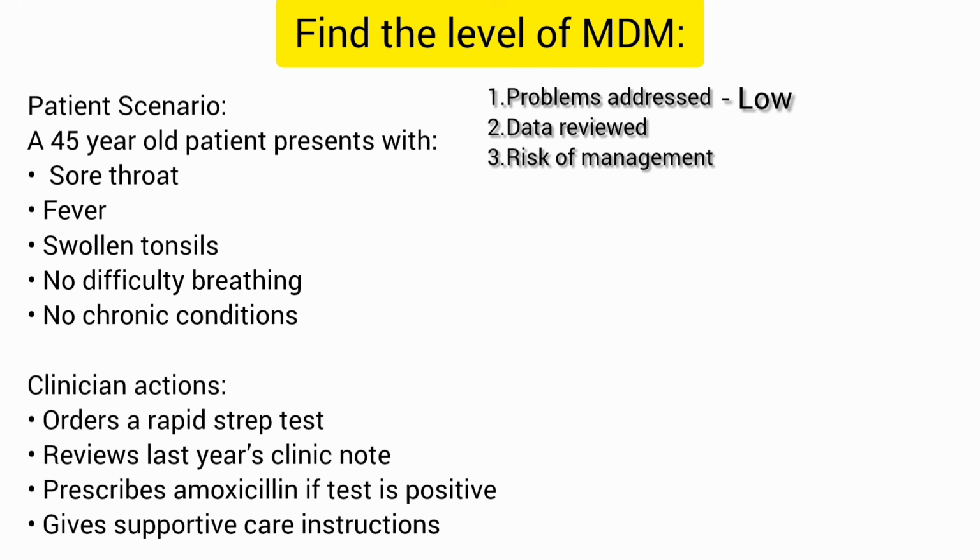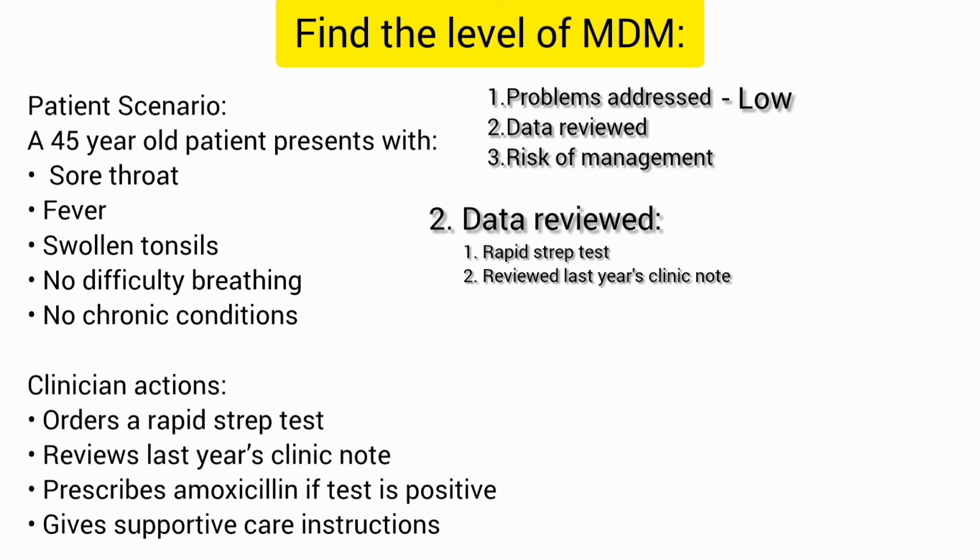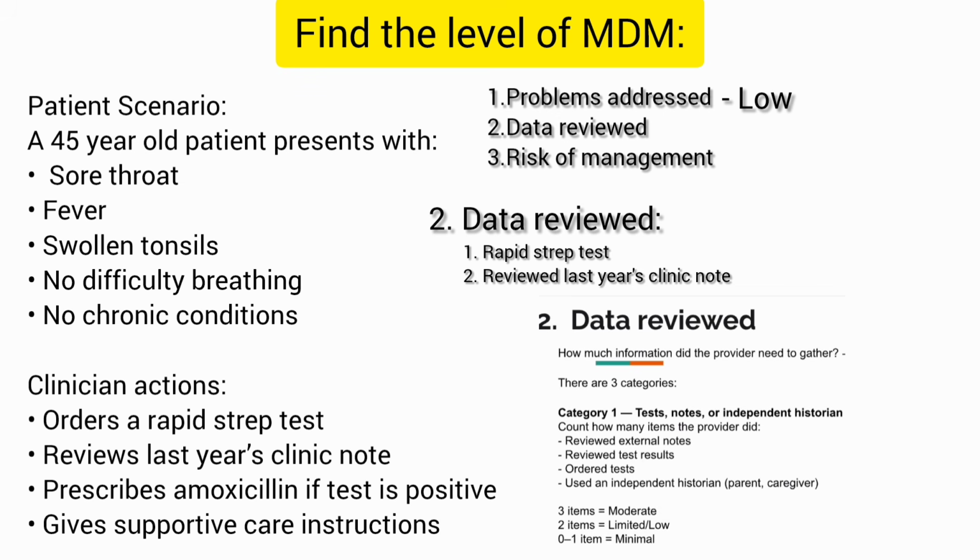Next, let us check the data reviewed. So, the physician ordered one test, that is rapid strep, and he reviewed last year's clinic note. Right. So, there are 2 category 1 items. Right. That is reviewed external note and ordered test. So, under category 1, you can see if there are 2 items, it is low. We need 3 items for moderate level. But if there are only 2 items from category 1, then we are using low data. So, write down data reviewed low.